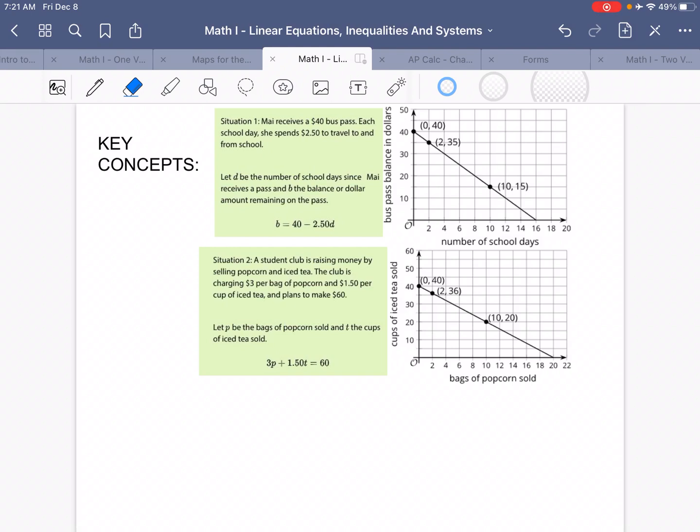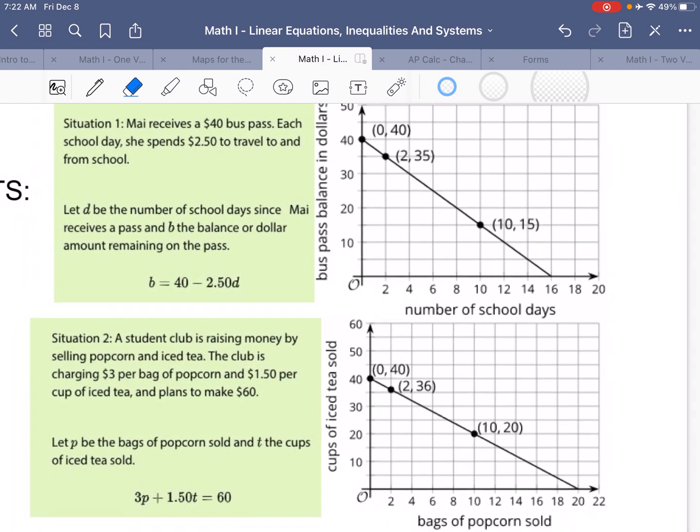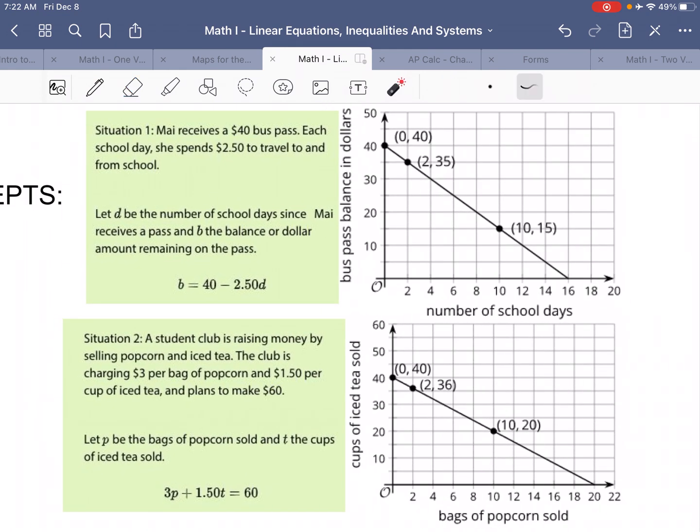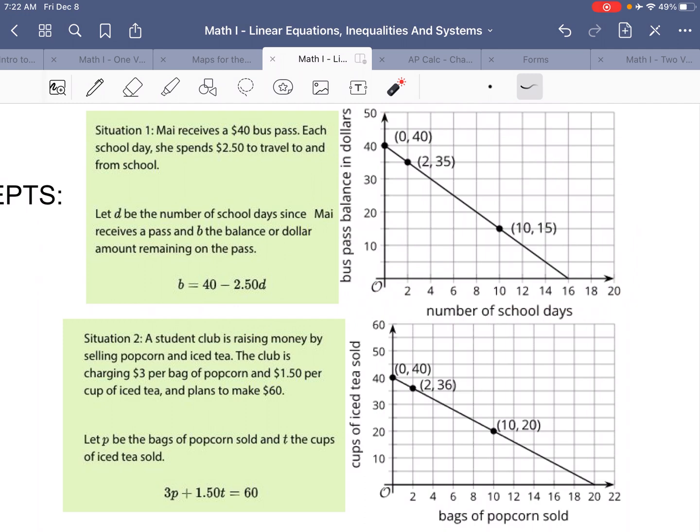This is for lesson 11 and the cool down called Features of a Graph. So, key concepts. We've got two different situations here. One with May and a bus pass, and the other one with a student club raising money. The key idea here is we want to be able to see the relationship between what the situation is and the equation, and then how that equation translates into what we see in the graph.